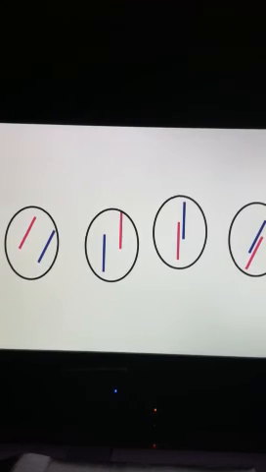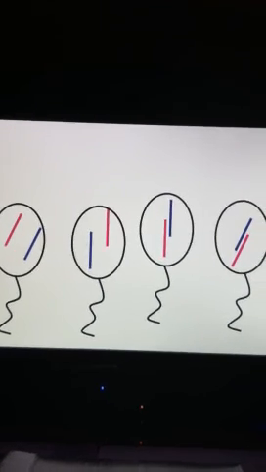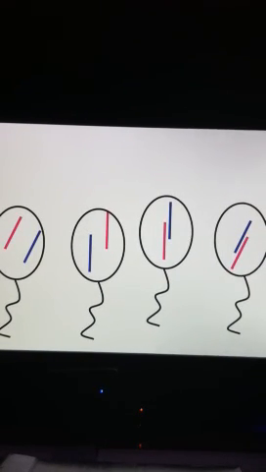Now these are gametes or sex cells, and in this case they could represent sperm. Eggs are a different story, and I'll have a video up probably tomorrow about how eggs are formed. But anyway, so that is meiosis.